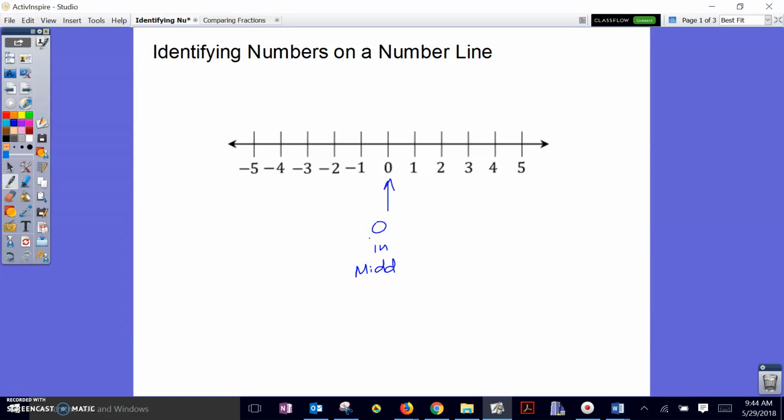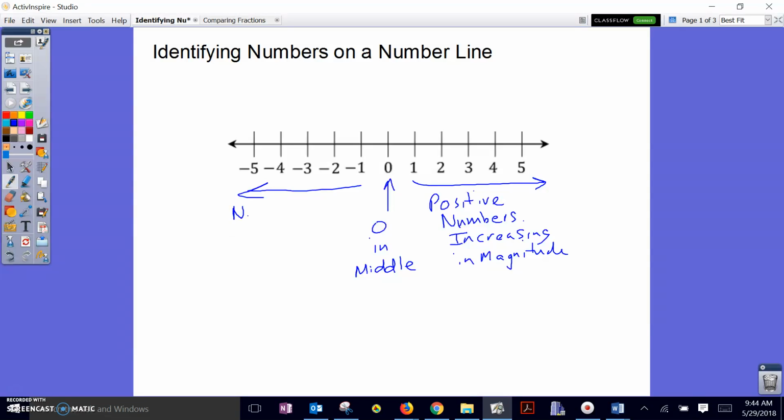and then goes off to the right with positive numbers increasing in magnitude as we move away from 0. And as we move to the left from 0, we have negative numbers. And the negative numbers are also increasing in magnitude.